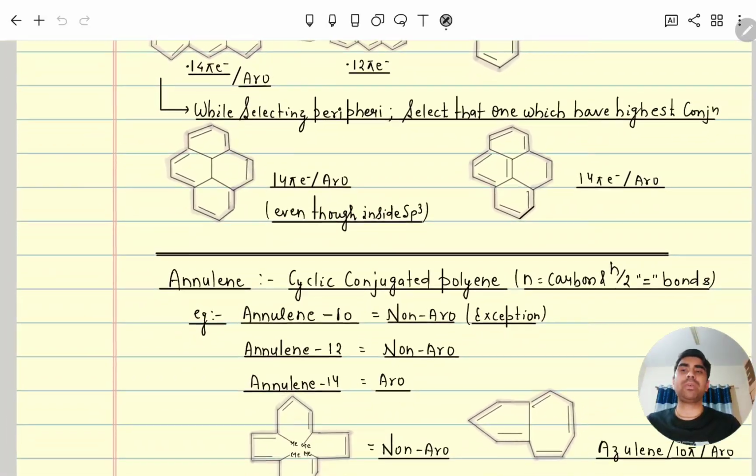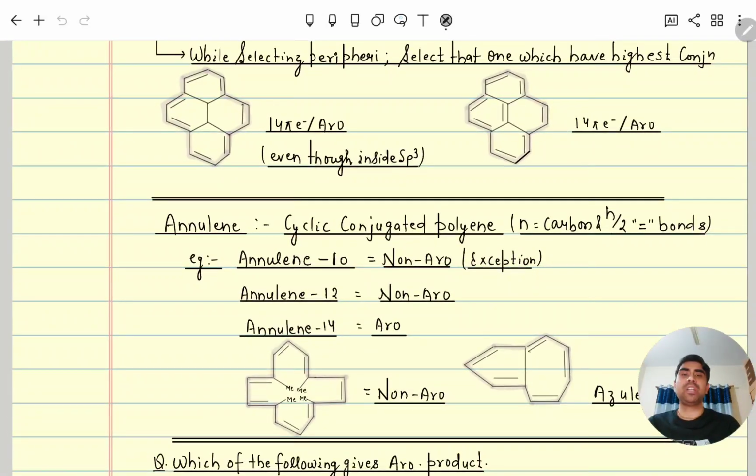So in annulene, remember annulene 10. What is an annulene actually? It is a conjugated polyene, a conjugated double bond system. If a conjugated double bond system is there, these polyenes are called annulenes. Like here you can see double, single, double, single, double, single, double. So conjugated cyclic polyene systems are called annulenes. Annulene 10, remember this one, annulene 10 is non-aromatic, it is an exception.